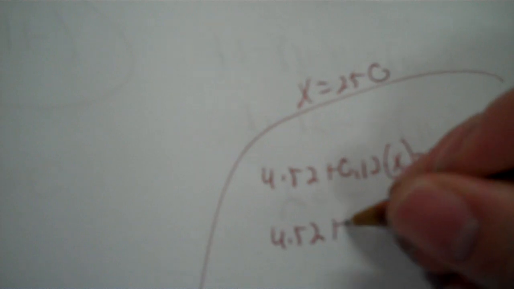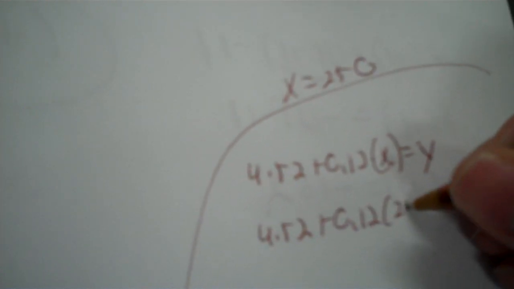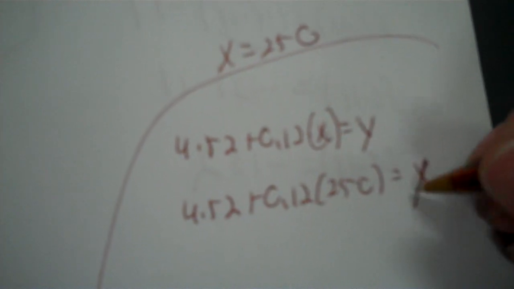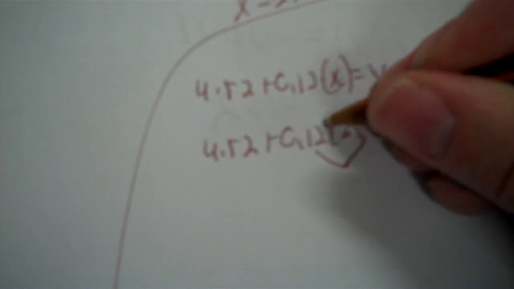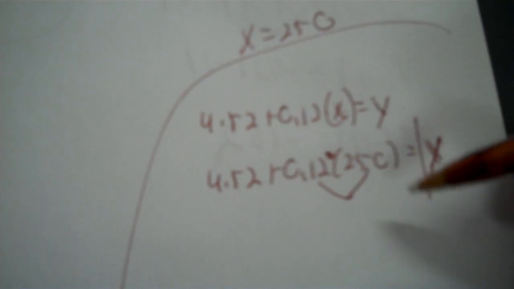Now be careful. 250 is the minutes, okay? So you will not be putting that in for Y. It will not equal 250. You simply substitute it in for the independent variable X. X equals 250. Okay, so 4.52 plus 0.12 times 250 equals Y. Now I don't have to get rid of things, okay? Because the Y is by itself. I need to just multiply, go over here and do my operations.